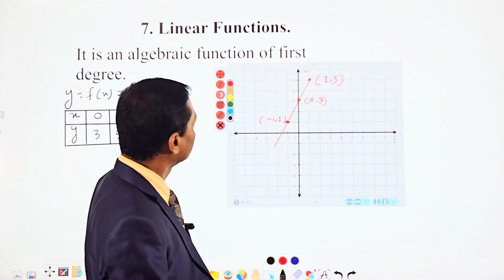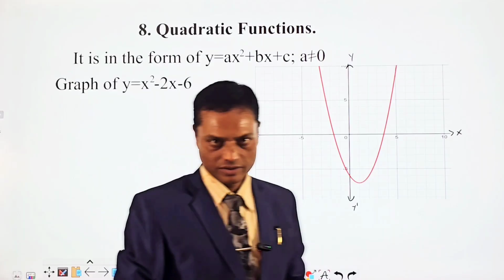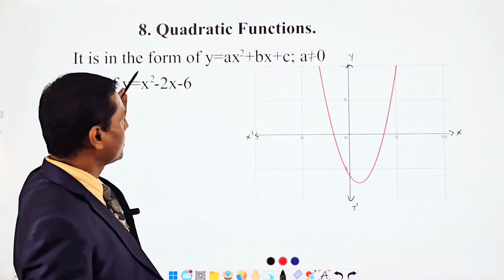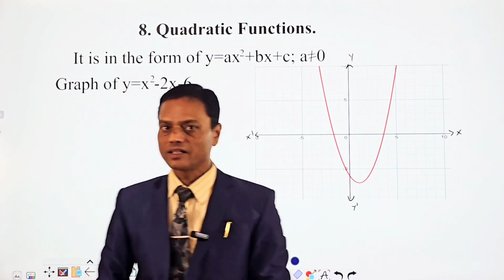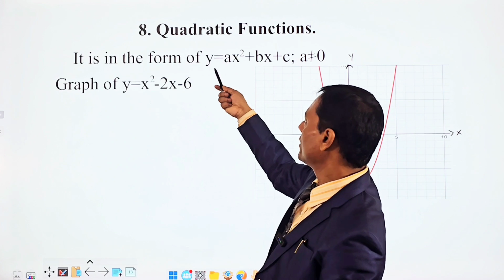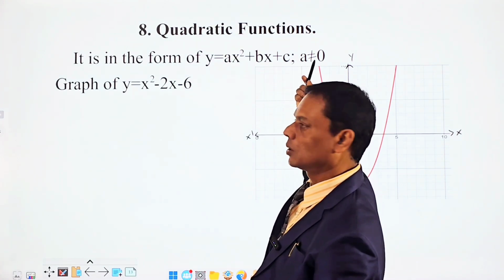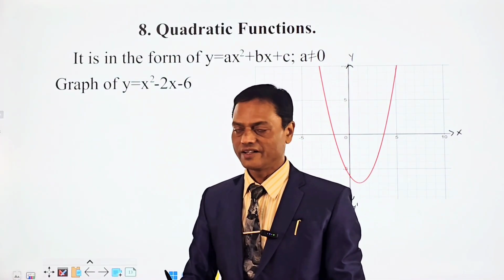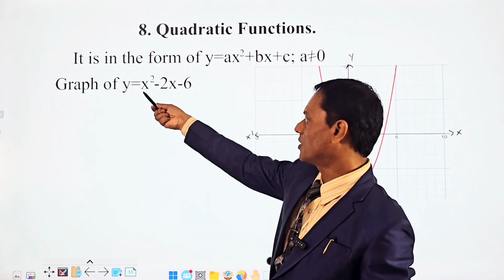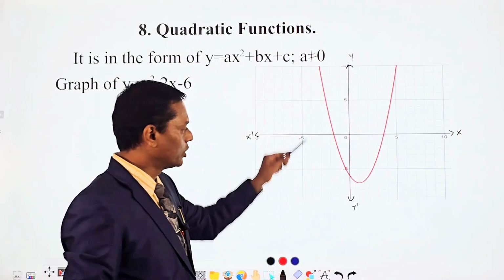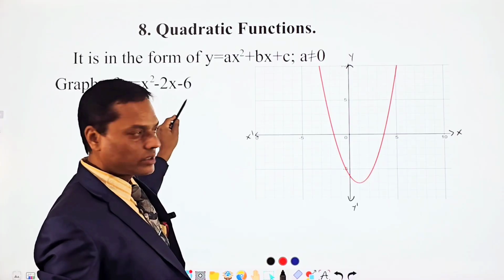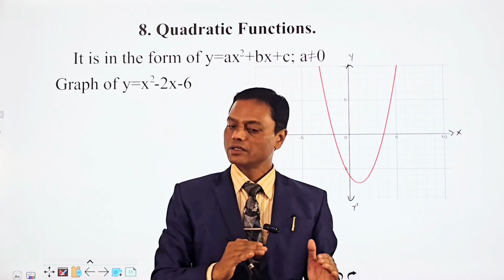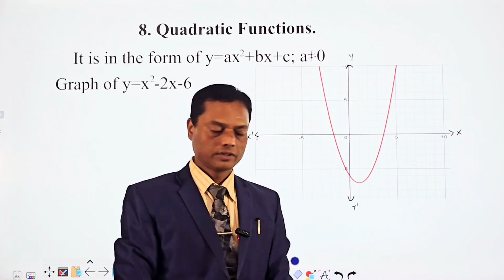The next part of the function is quadratic functions. In quadratic functions, we see the graph like this, right? We can define quadratic functions like this: a function in the form of y = ax² + bx + c, where a should not be equal to 0, because if a becomes 0, then it won't be quadratic, it becomes a linear equation. Here I have shown you the graph of y = x² - 2x - 6, and you can see the graph of this quadratic equation. I'm going to explain how to sketch the graph of quadratic equations when I teach you this chapter. That's a curve, right?